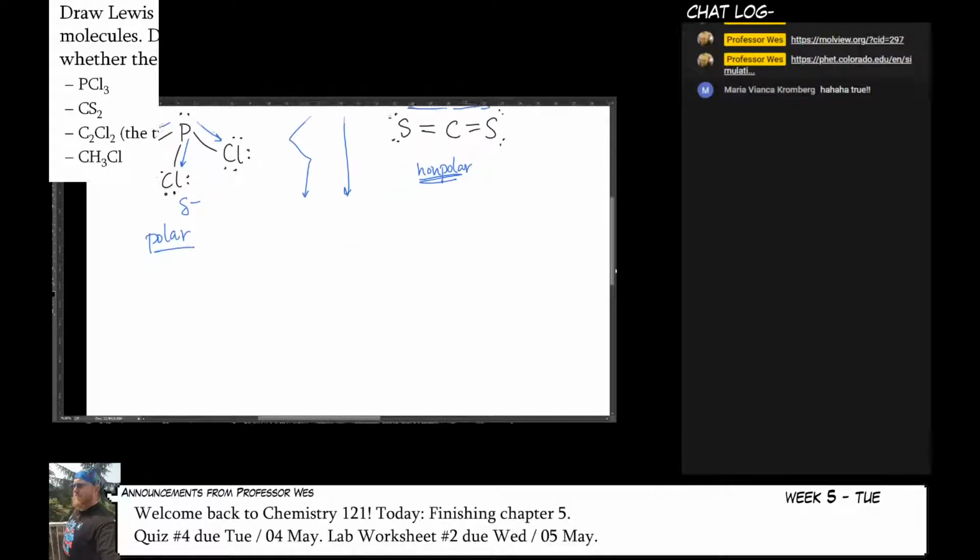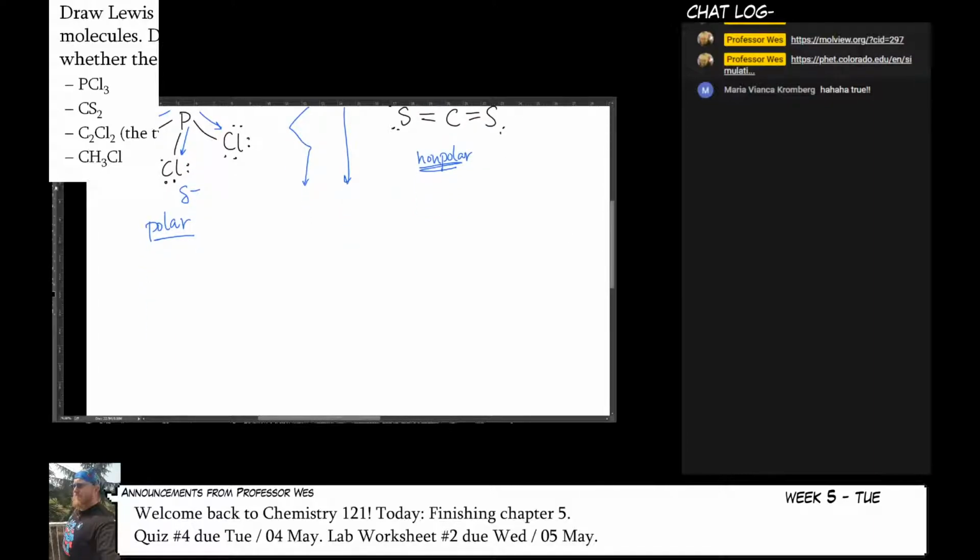How about C2Cl2? This molecule is like C2H2 that we did yesterday, and the result that you should get should look like this. Now you have a bunch of bonds to consider, and it's like, well, what do I do? Well, C and C, there's nothing to draw between these two. They're nonpolar. But chlorine is more polar than carbon, so I would do that.